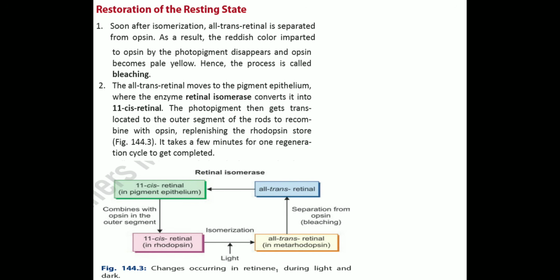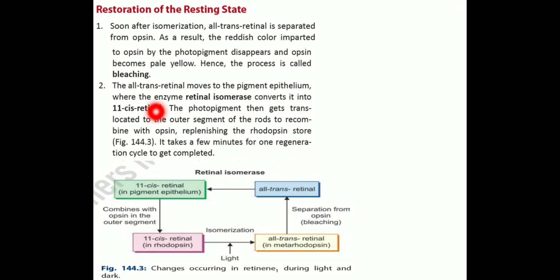Fine. So here is the restoration of the resting state. It shows the changes in the retina during light and dark. You have to draw this flow chart, this diagram. So soon after the isomerization, all-trans retinal is separated from opsin. As a result, the reddish color imparted to opsin by the photopigment disappears and the opsin becomes pale yellow. Hence, this process is called bleaching.